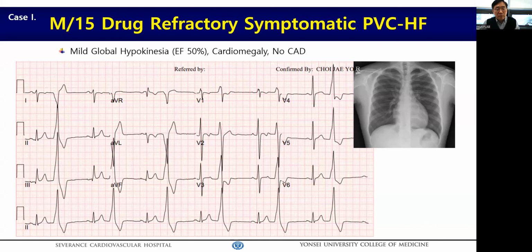The first patient was a 15-year-old boy with drug refractory symptomatic PVC with ejection fraction 50%. You can appreciate mild cardiomegaly compared to his age, and ECG shows ventricular bigeminy, RBBB morphology with long intrinsic deflection time and the precordial transition at V2 and 3. It also shows the inferior axis, and lead 1 shows a very deep S wave or Q wave. So what does this PVC come from? You can estimate.